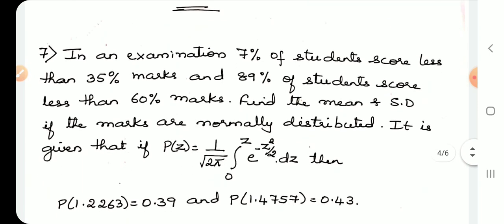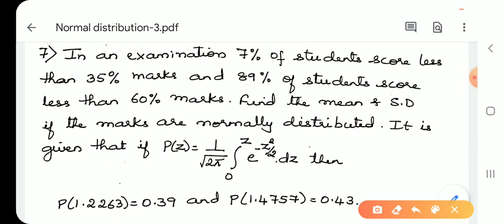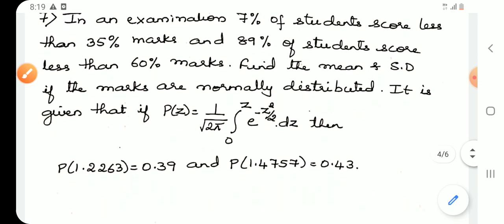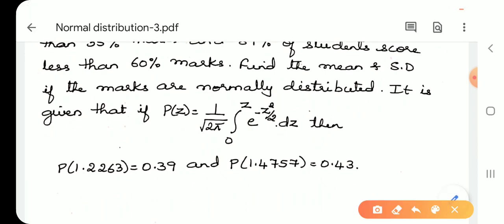So one more problem which is similar to this, let us see so that you clearly understand it. In an examination, 7% of the students score less than 35 marks and 89% of the students score less than 60 marks. 35 means the mark is out of 100, and 60 means the mark is out of 100. Find the mean and standard deviation if the marks are normally distributed.